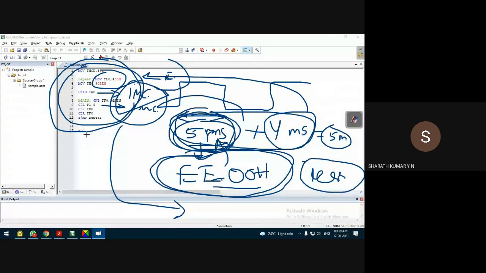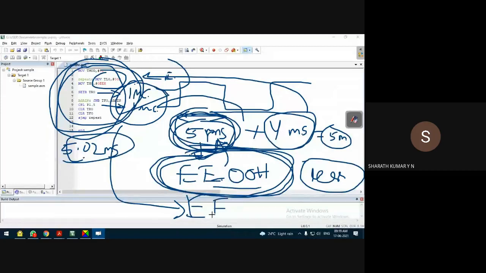That's why in the last class, if you remember, we used to get around 5.02 milliseconds. It was more than 5 milliseconds because the execution of this program takes some time, which was not considered. If this is considered, then the initial value can be recalculated. Instead of EE00H, we can load, for example, 0AH, something like this. That means we are counting fewer cycles, so this delay will become less.